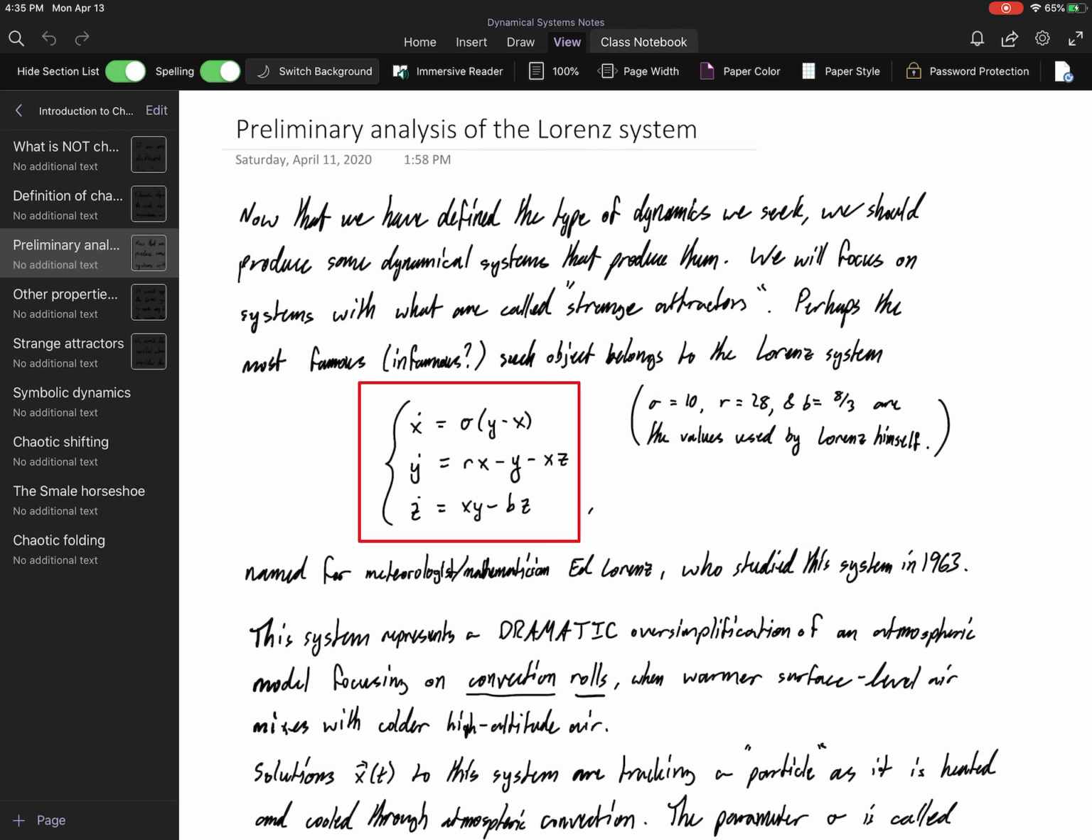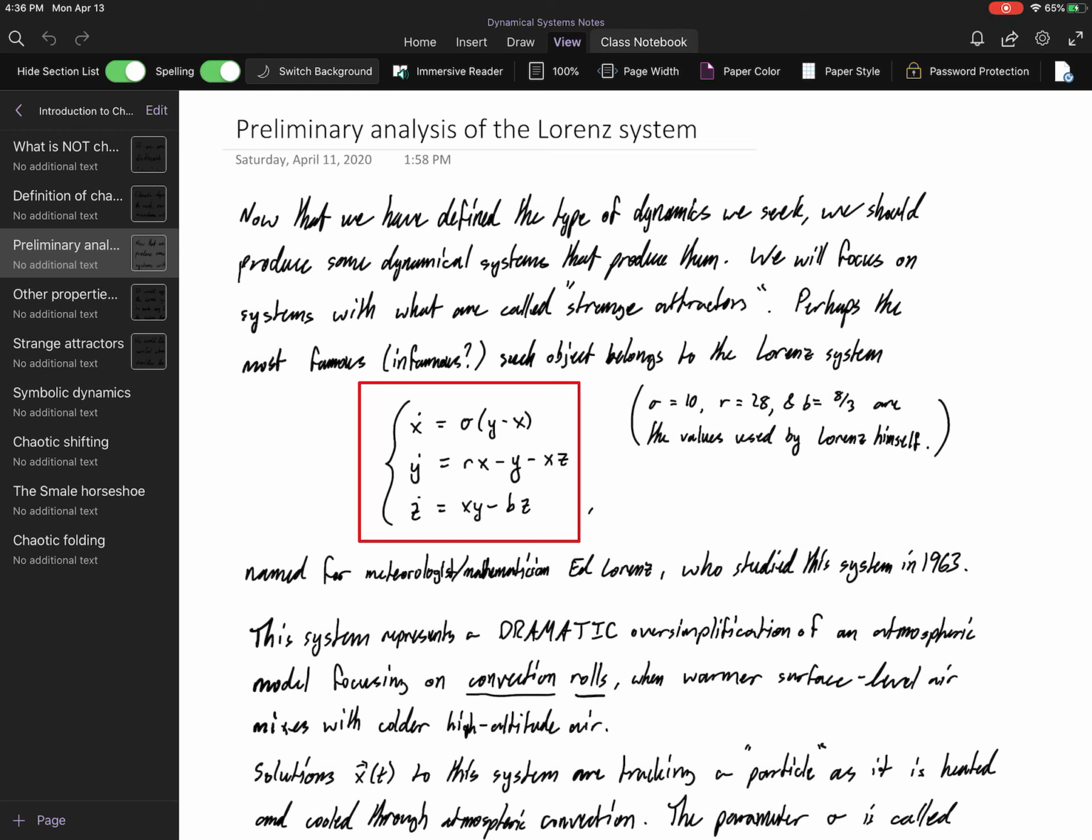So at this point, let's just focus on what this system is. The Lorenz system, named for meteorologist and mathematician Ed Lorenz. This is not the same as the physics Lorentz, like Lorentz transformations. No, that Lorentz has a T in his name. This is Ed Lorenz. He studied this back in 1963, and he was effectively just trimming down an atmospheric model that he was studying for a model of convection rolls.